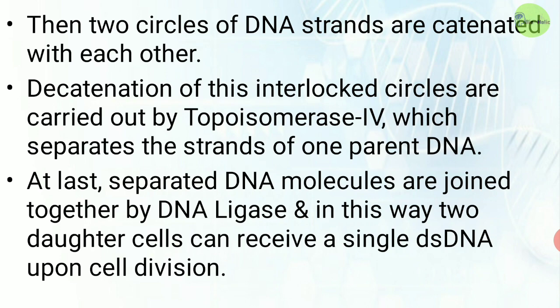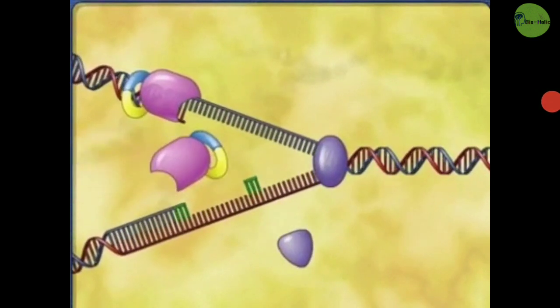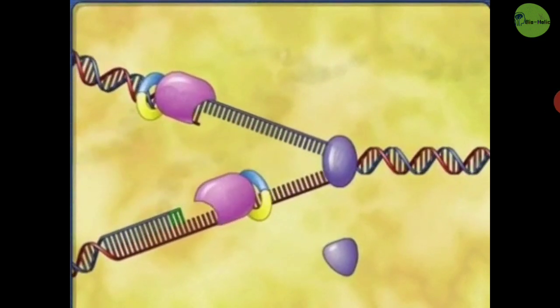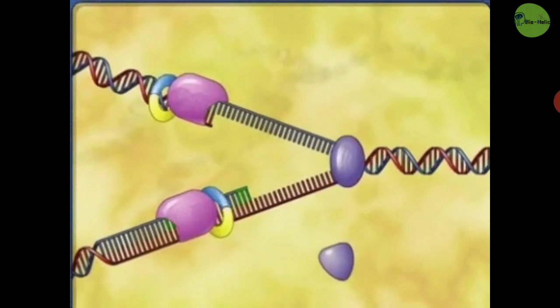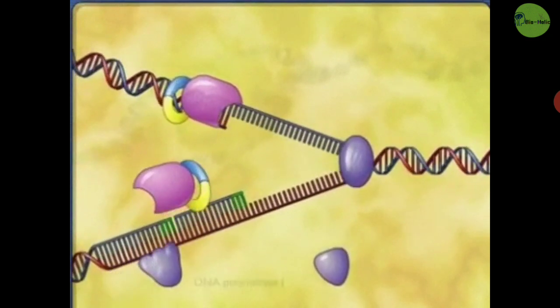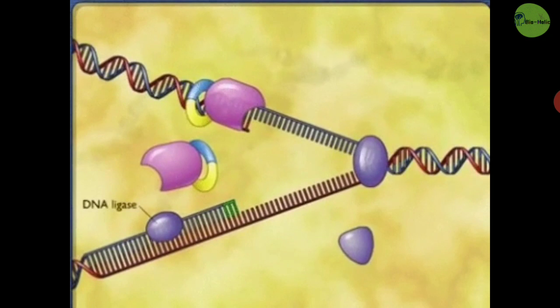So let's see again in an animated form. So here we can see that primase comes to form an RNA primer, then DNA polymerase 3 comes to enhance the polymerization, and after the polymerization DNA polymerase 1 comes to fill the gap, and at last DNA ligase comes to attach the Okazaki fragments.